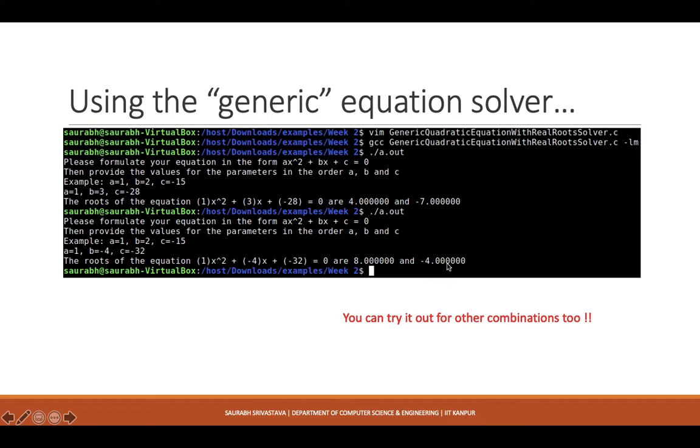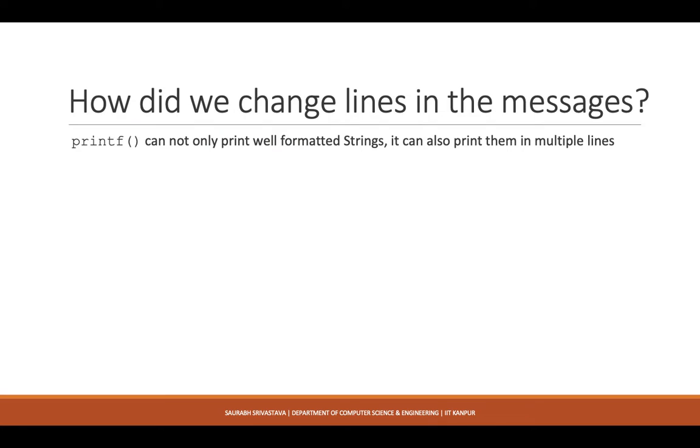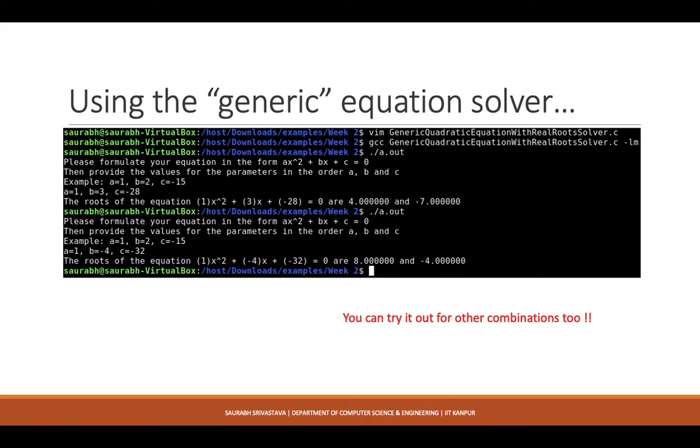So here I have changed the inputs and I have got the roots again. So basically this equation solver has become generic. Because a, b and c are inputted by the user, now you can solve any quadratic equation with real roots. And the other thing that we have done is made our strings more prettier. So for example, in the previous version the prompt was starting right here, right? But now it has come to the next line.